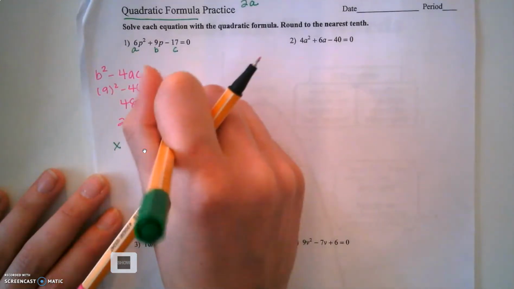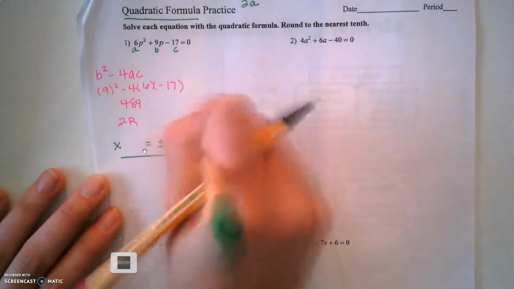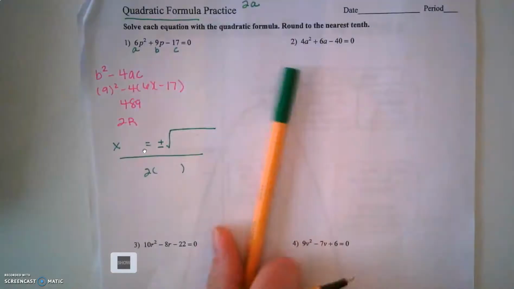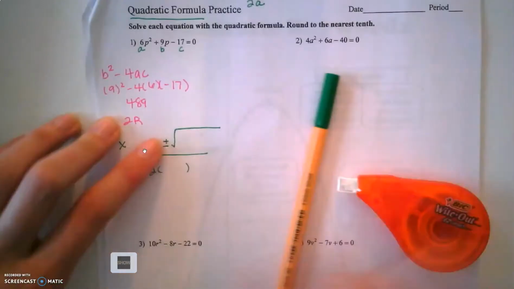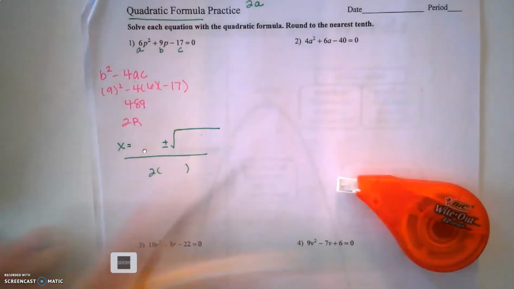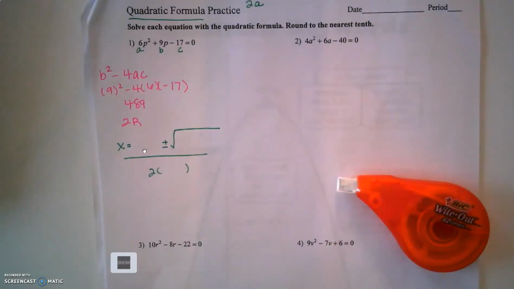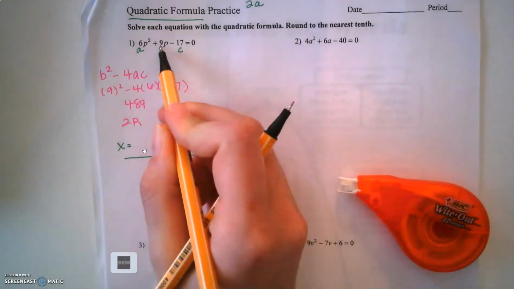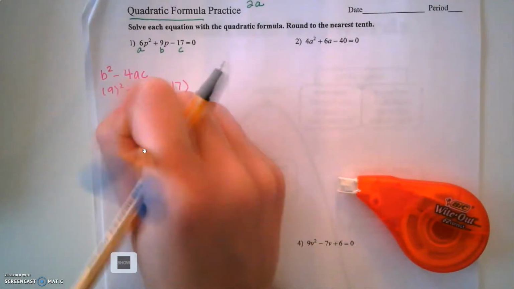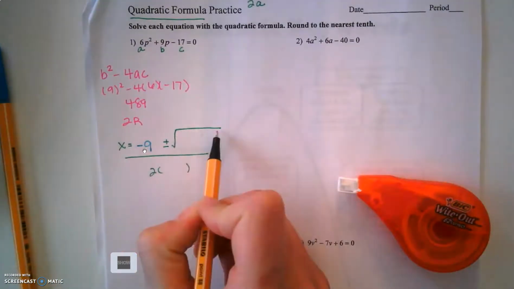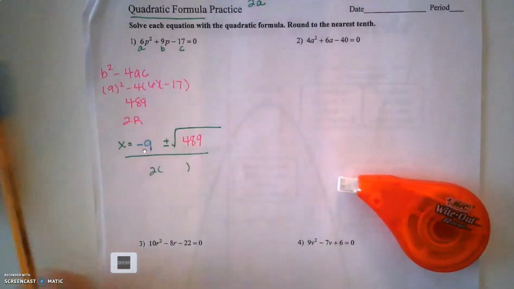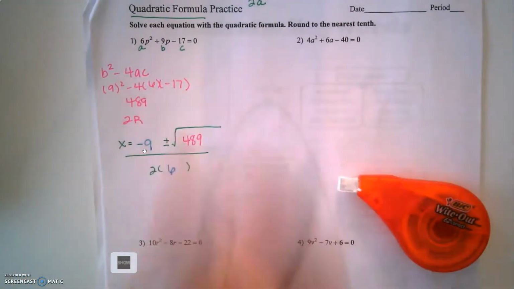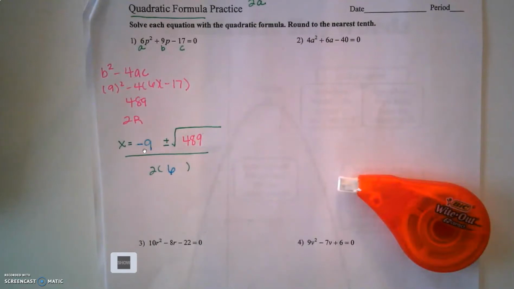that was silly, this template here. And I put my equal sign too far over. Equals. So we want to find the opposite of b. So the opposite of a positive 9 is a negative 9. Plus and minus our square root, which is our discriminant, so 489, all over 2a, and our a value is 6.